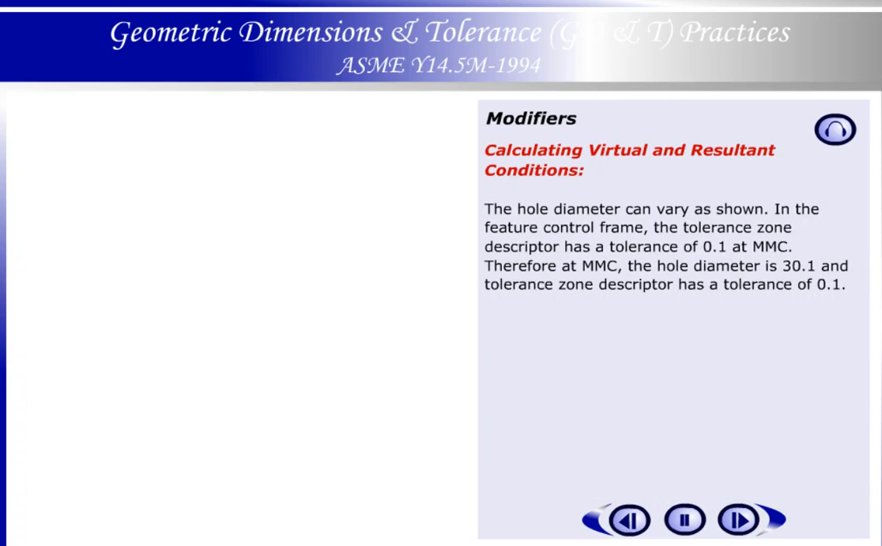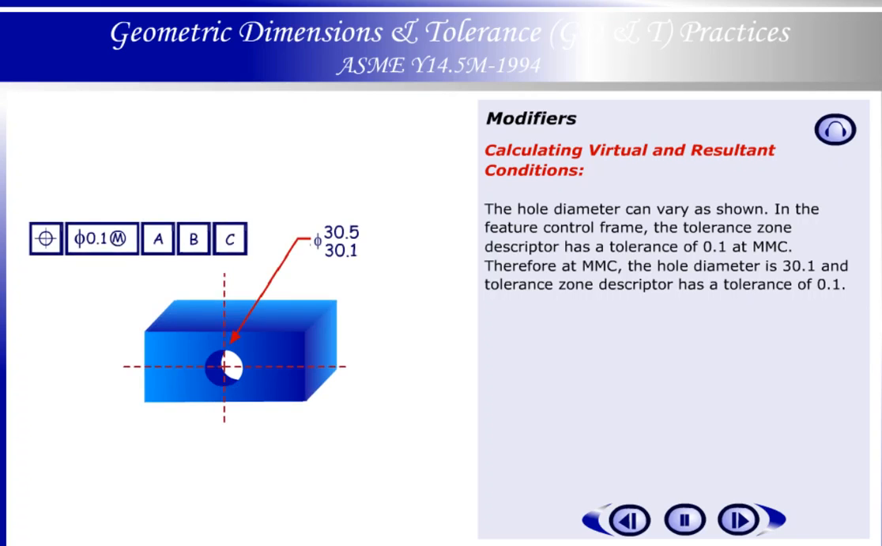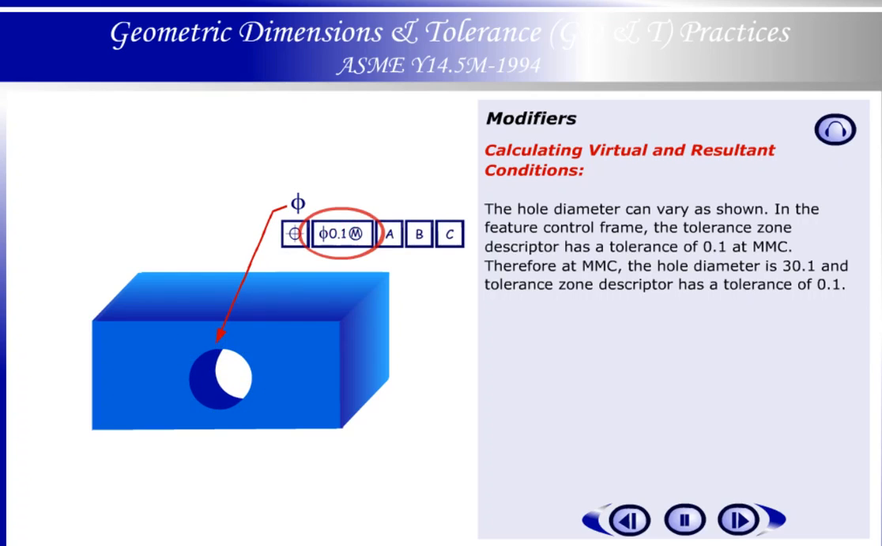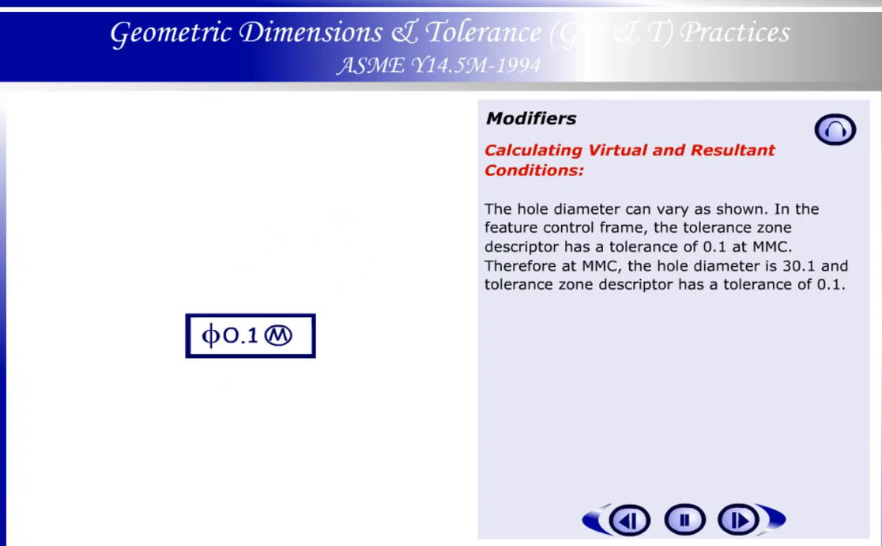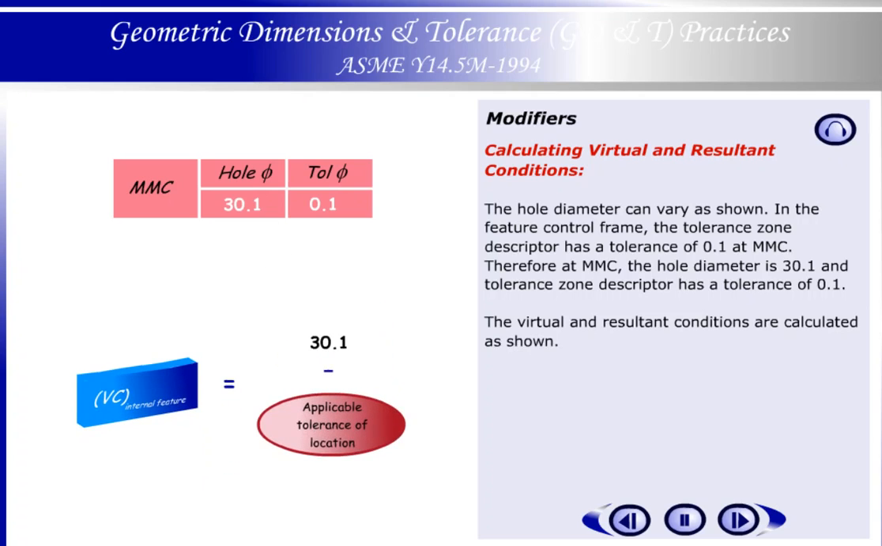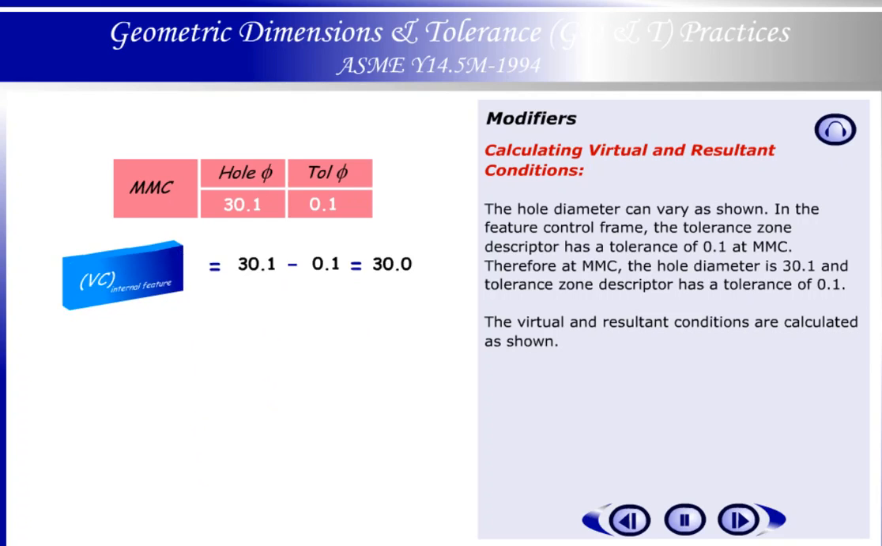Calculating virtual and resultant conditions. The hole diameter can vary as shown. In the feature control frame, the tolerance zone descriptor has a tolerance of 0.1 at MMC. Therefore, at MMC, the hole diameter is 30.1 and the tolerance zone descriptor has a tolerance of 0.1. The virtual and resultant conditions are calculated as shown.